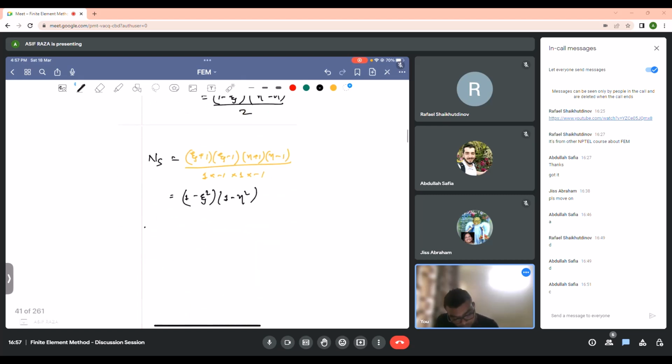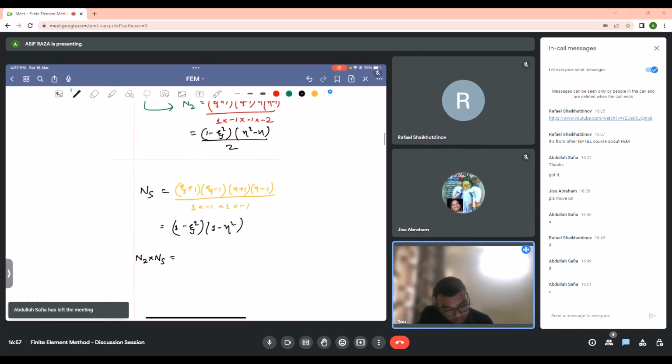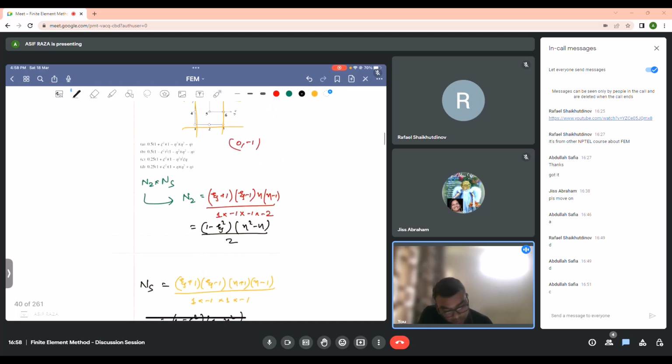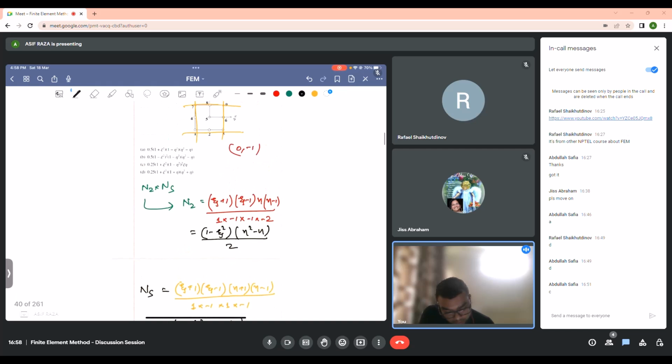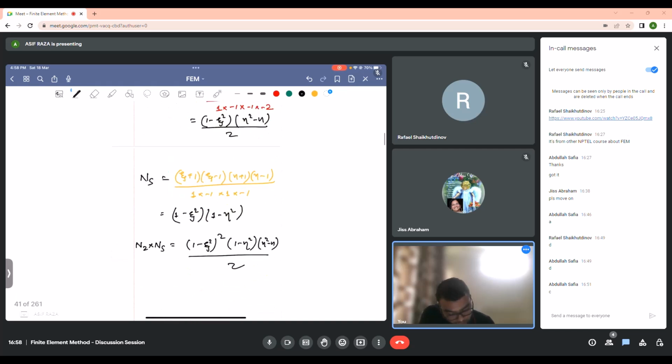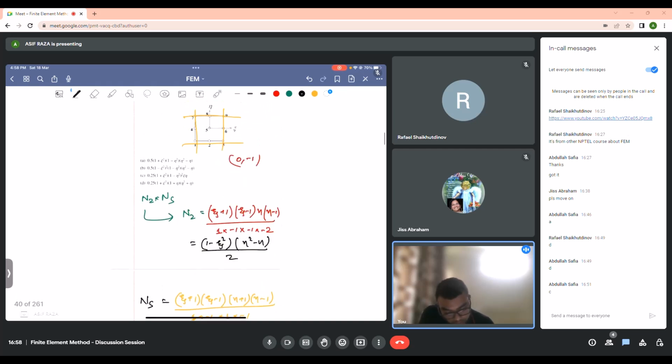Now n2 times n5 would be what? We have (1 minus xi square) common, so this will be equal to (1 minus xi square) whole square, (1 minus eta square), and (eta square minus eta) upon 2. Okay, so let's see what is my correct option. (1 minus xi square) whole square, (1 minus eta square)(eta square minus eta) times 0.5. So this is my answer, option B.